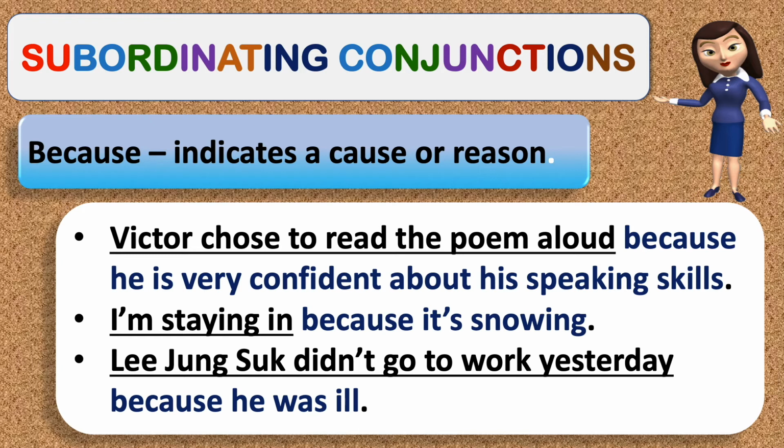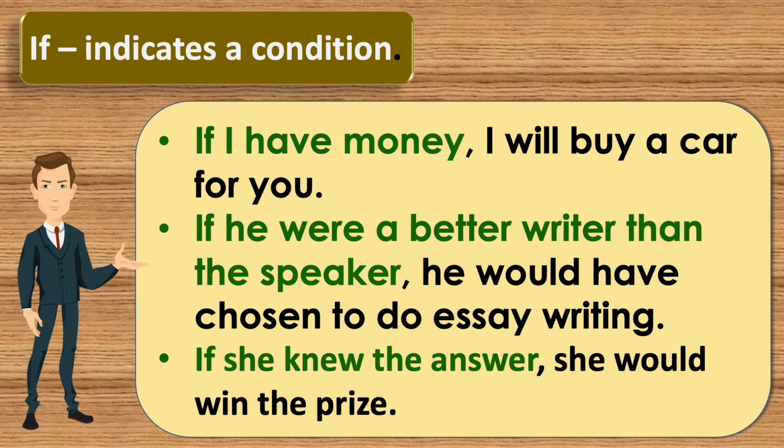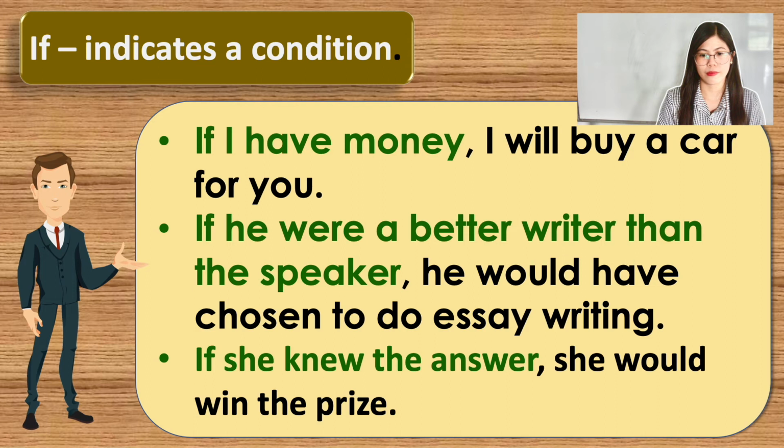Next example of subordinating conjunction is if, which indicates a condition. Example, if I have money, I will buy a car for you. So as you can see here, before that person buys a car for someone, the condition should be he must have the money first. So if indicates a condition. Now the word if also links the dependent clause, if I have money, and the independent clause, which is I will buy a car for you.